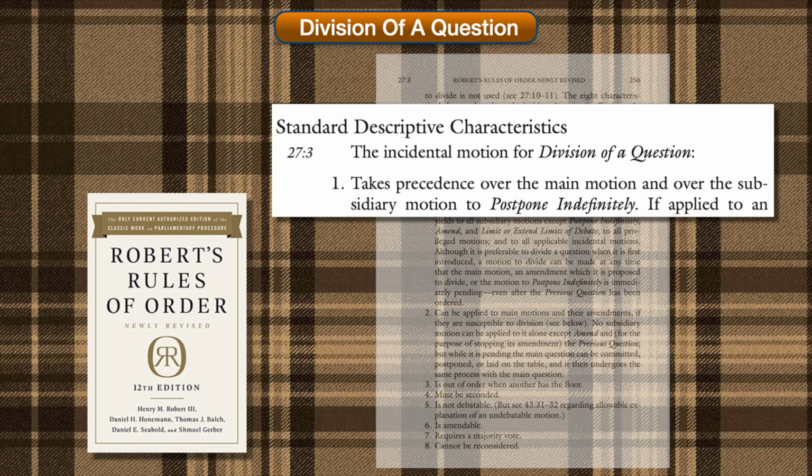"The incidental motion for division of a question takes precedence over the main motion and over the subsidiary motion to postpone indefinitely." And that makes it perfectly clear that the motion for division of a question does take precedence in this situation and is in order. So the chair would place the motion before the assembly, and it would then become the immediately pending motion.